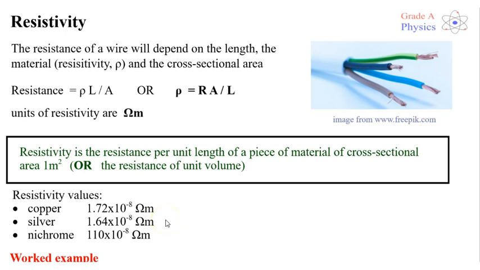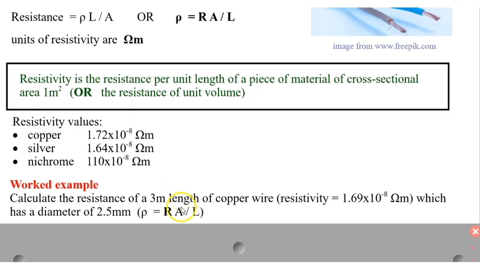But obviously silver is more expensive and it's a rare material, so we tend not to have wires made of silver. And nichrome, you may have come across this before, that is sometimes called a resistance wire. It has a relatively high resistance, and as we can see here, it's significantly higher than copper and silver. But expect a value of resistivity around 10^-8. That's a fairly typical value of resistivity.